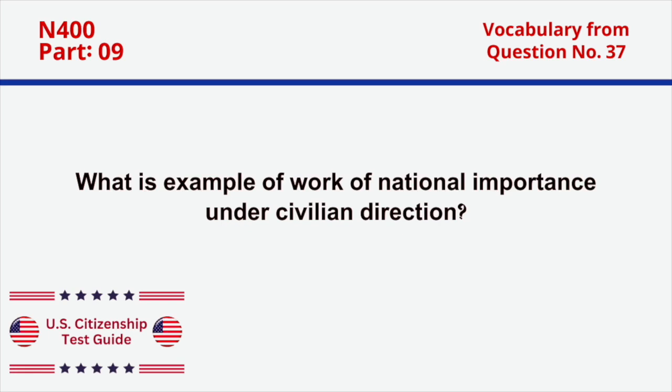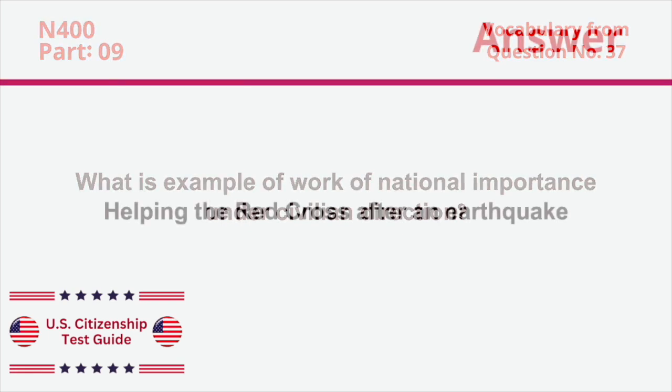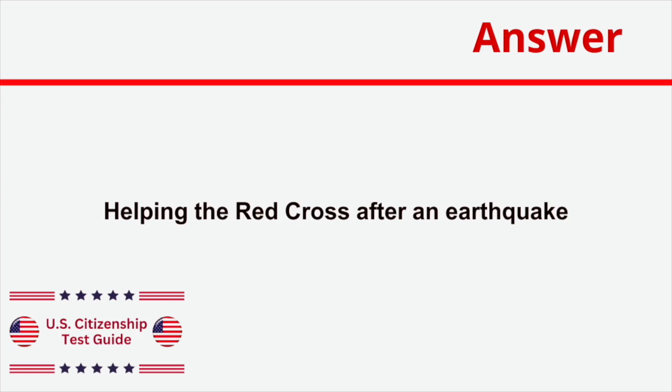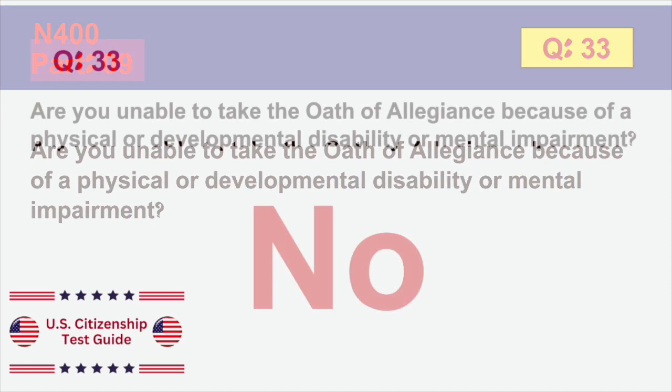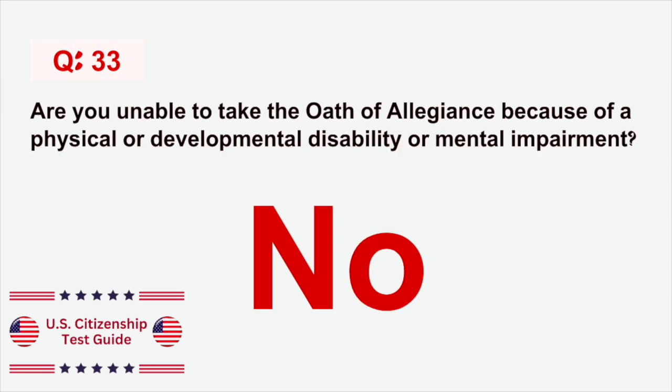What is example of work of national importance under civilian direction? Helping the Red Cross after an earthquake. Are you unable to take the oath of allegiance because of a physical or developmental disability or mental impairment? No.